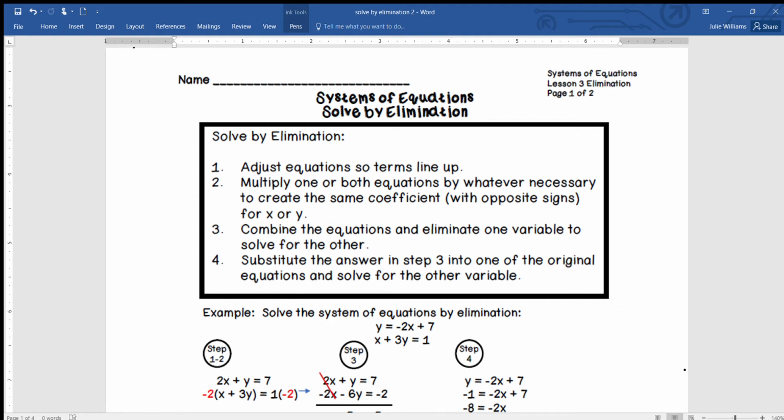Big thing to remember here is the first thing you need to do is put both equations in standard form. Remember, standard form is ax plus by equals c. Okay, so get the x and the y next to each other on the left side, and then the constant is going to be by itself on the right side. Okay, alrighty, so let's look at this first example here.